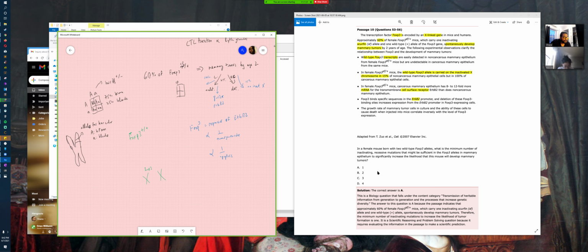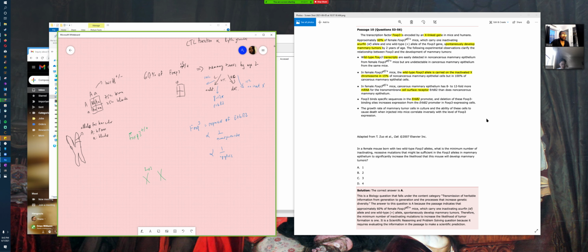So, minimum number of inactivating recessive mutations. Recessive, I still don't really have a complete answer for, other than the fact that 100% of cancerous mam... Maybe it's just assuming that inactivating SF is recessive. Yeah, I think they're asking just how many SF is needed to significantly increase the likelihood.